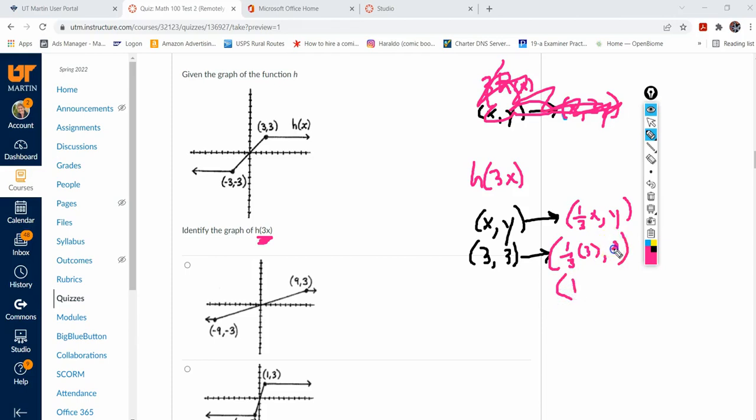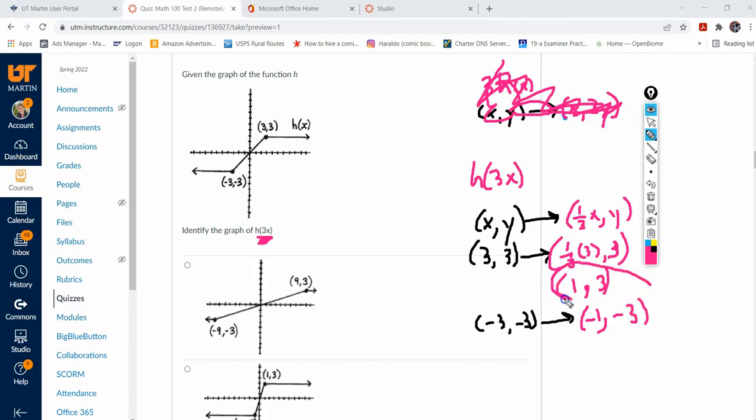Oh, sorry, the y coordinate is unchanged. And so my new point is going to be (1, 3). And then the other point I was given was this one. And the new point I'm going to be given is that divided by 3, which is -1. And this one stays the same.